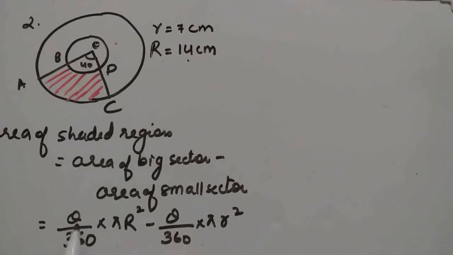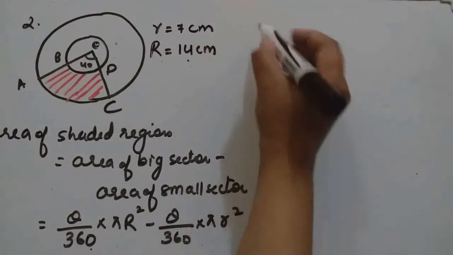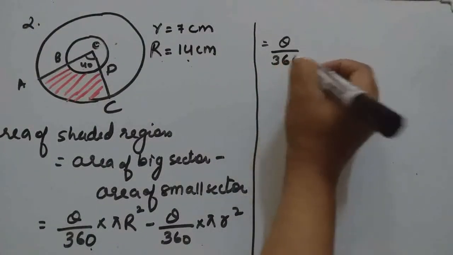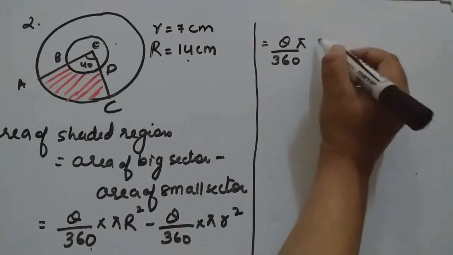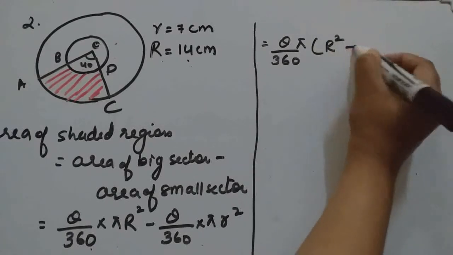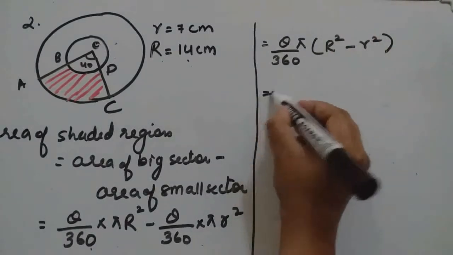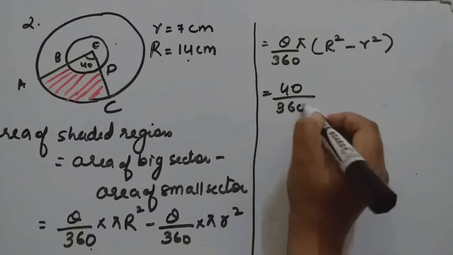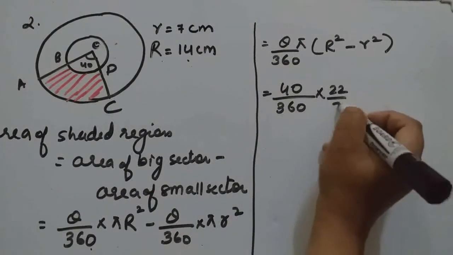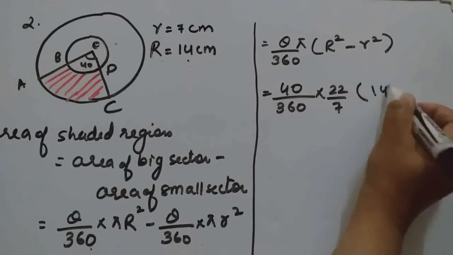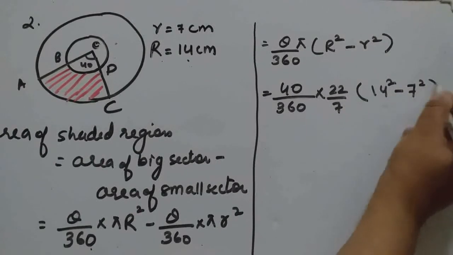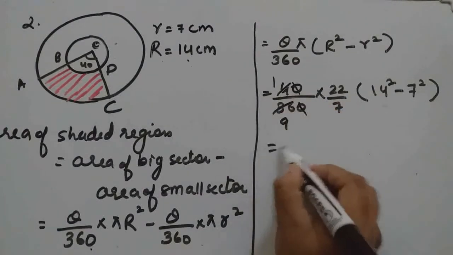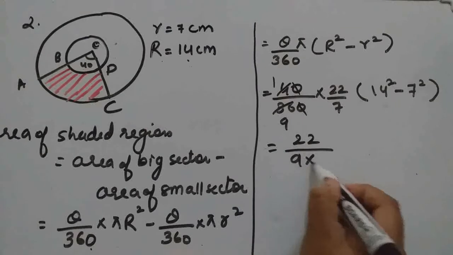Now see, theta, pi and 360 are common, so we can write common theta by 360 into pi. So we will be left with R square minus small r square. Now substitute the value. Theta is 40, 360, pi we can take 22 by 7. This will give 14 square minus 7 square. So this will go, 4 9s are, 22 by 9 into 7.